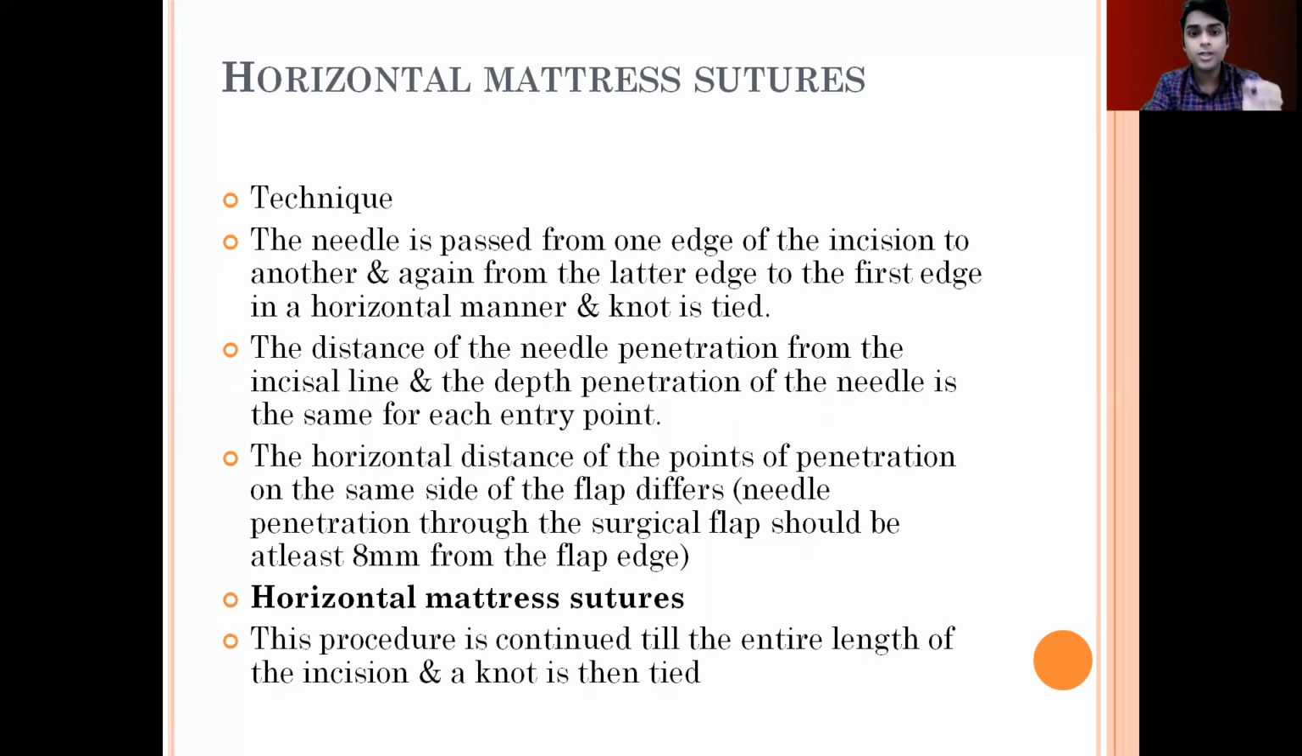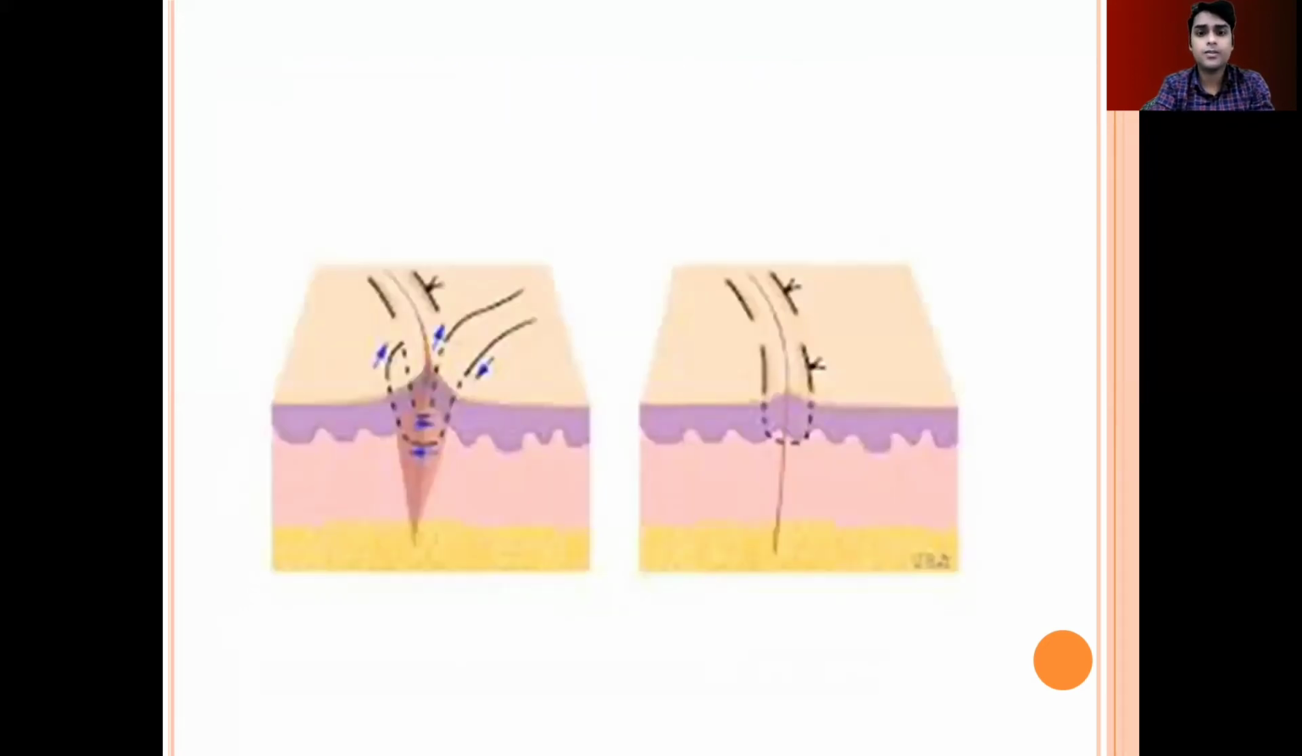The horizontal distance of the points of penetration on the same side of the flap differs. That is, the needle penetration through the surgical flap should be at least 8 mm from the flap edge. This procedure is continued along the entire length of the incision and the knot is tied. This is an image for the horizontal mattress suture.